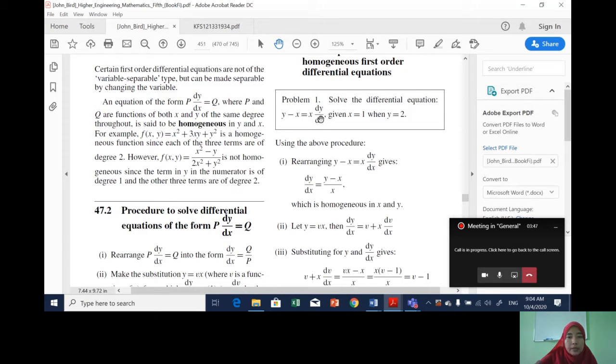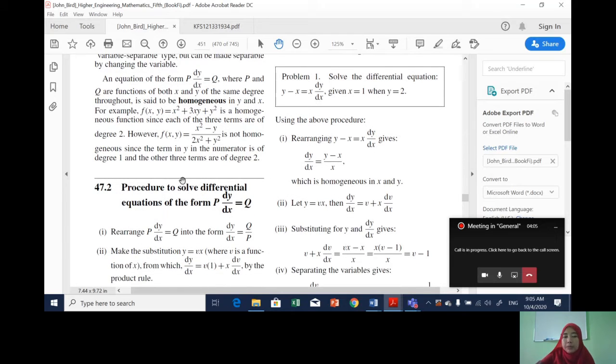We have this dy dx. Let's look at the variables x and y. Both have degree of 1. So this is one example of a homogeneous differential equation, based on the first ODE.